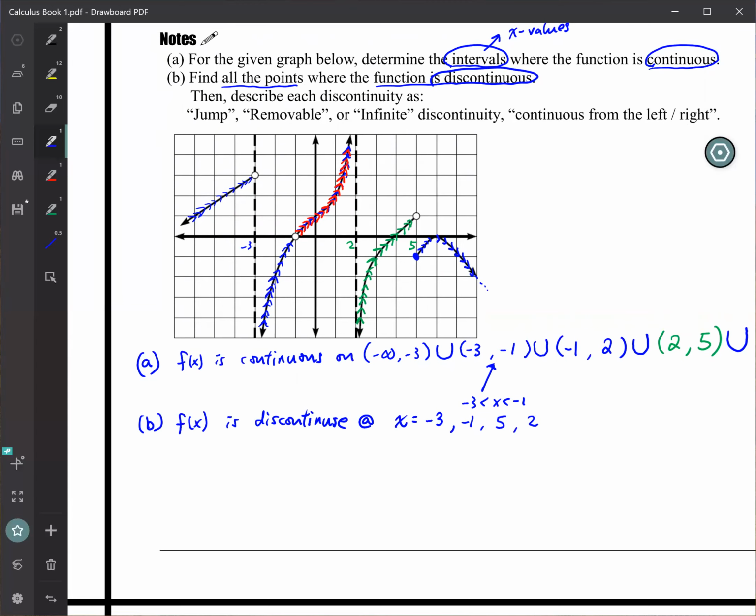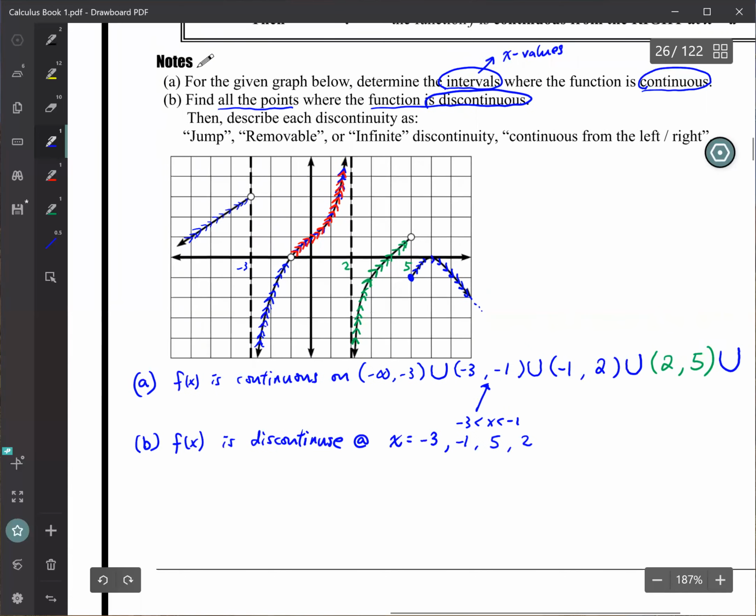Now for different places, we have different kinds of discontinuity. So different types. Here we want to describe each discontinuity as jump, removable, or infinite. Then we also need to talk about continuous from the left or continuous from the right side. We'll mention this one later; this one is a special one.